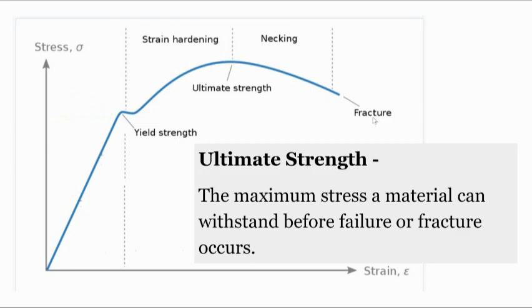So ultimate strength is the maximum stress that a material can withstand before failure or fracture occurs. In other words, the ultimate strength point is the highest amplitude of the curved line.